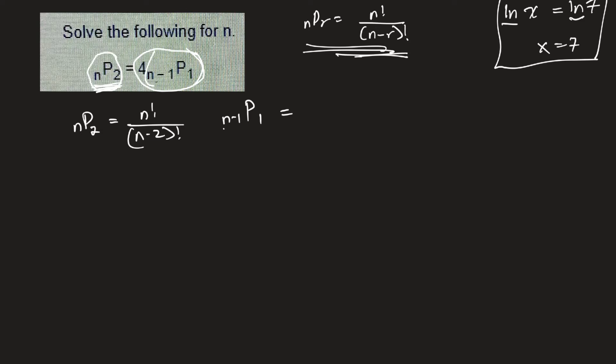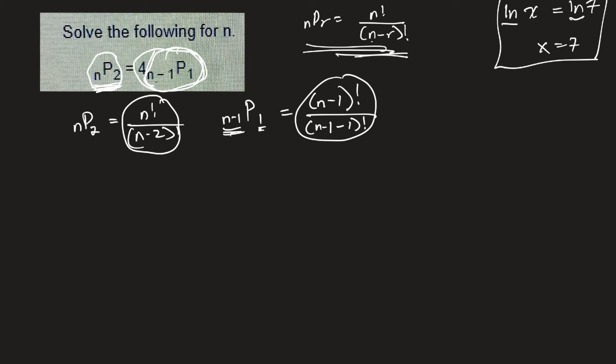So n is actually n minus 1, so it'll be n minus 1 factorial over, and then on the bottom it's n minus r, so n is n minus 1, so it'd be n minus 1, minus, and r is 1. There, factorial. Okay, so now let's equate both of them. So nP2 is this, and n minus 1 P1 is this. So let's just equate them.